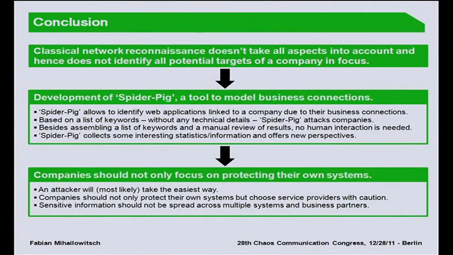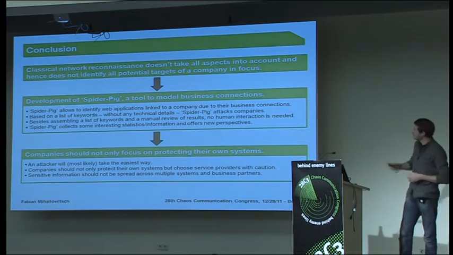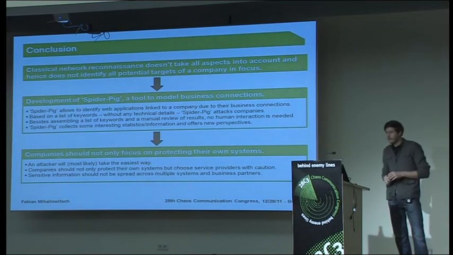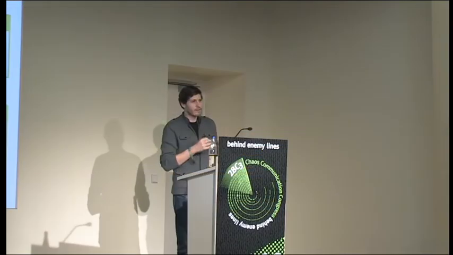So that brings me to the conclusion at the end. Classical network reconnaissance is good, but it doesn't take all aspects into account. At the moment, we operate on a very technical level, and we should elevate it to a more business level and try to really check how the network the company has within its business looks like and try to attack it. And that's what SpiderPig was developed for. Thereby, you should note that, based on a keyword list, I say it again, based on a keyword list, you get actual vulnerabilities.